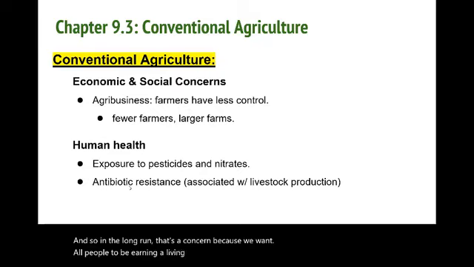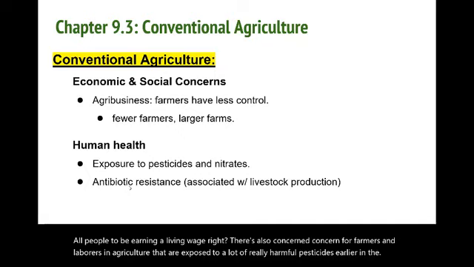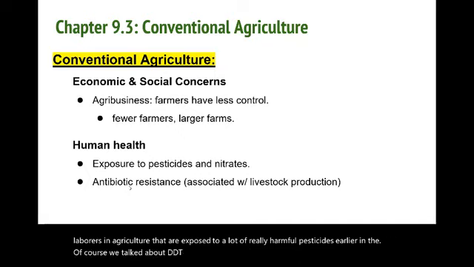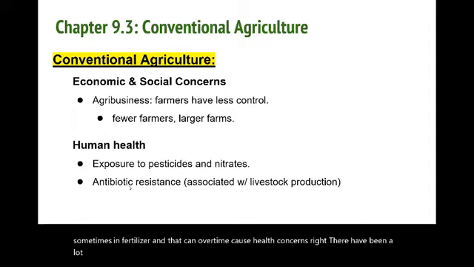There's also concern for farmers and laborers in agriculture that are exposed to a lot of really harmful pesticides. Earlier in the course, we talked about DDT and exposure to pesticides, exposure to really harmful nitrates, sometimes in fertilizer, and that can over time cause health concerns, right? There have been a lot of linkages to the use of pesticides and a lot of health diseases.